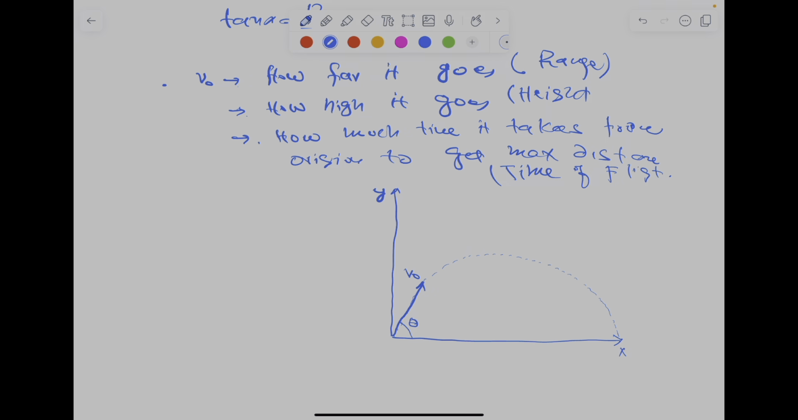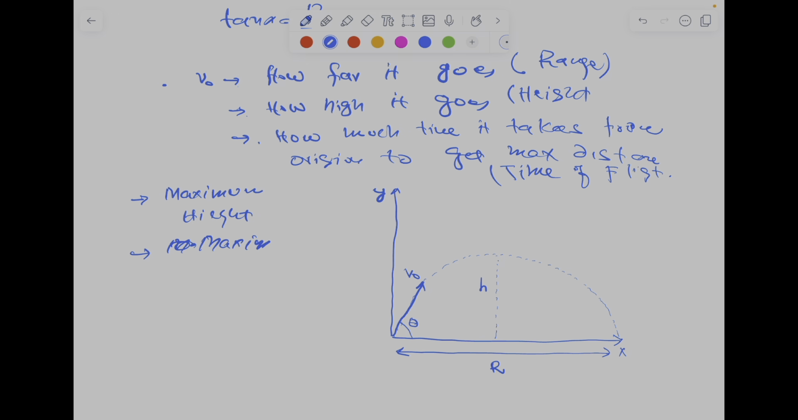So what we wanted to know is the maximum height it reaches, and how far it goes. So what we wanted to know: the maximum height, and the maximum range.